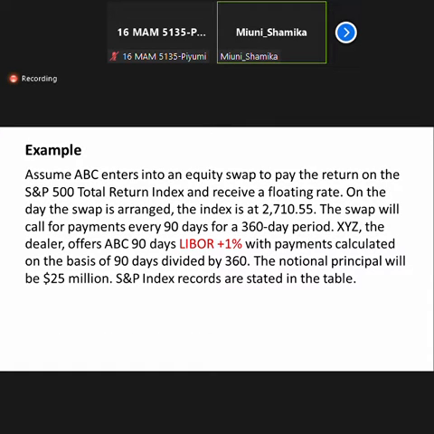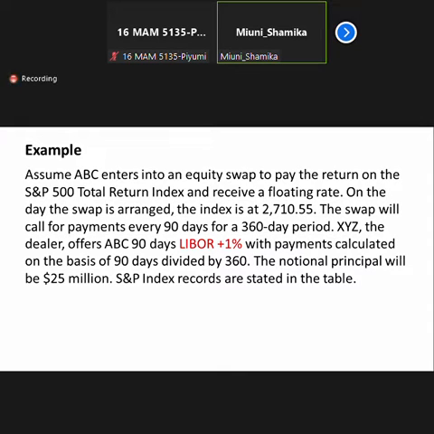Assume ABC enters into an equity swap to pay the return on the S&P 500 total return index and receive a floating rate. In the previous example, it was a fixed rate. He agreed to receive a fixed rate, but here it's a floating rate. On the day the swap is arranged, the index is at 2710.55. The swap will call for payments every 90 days for a 360-day period.